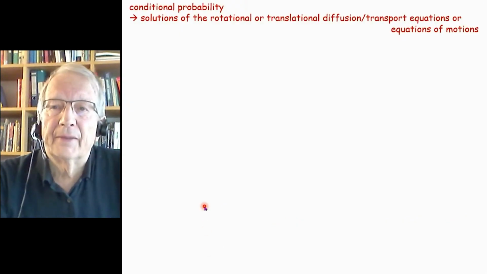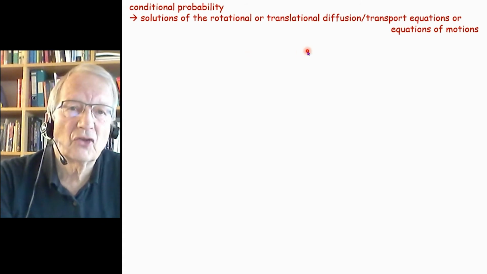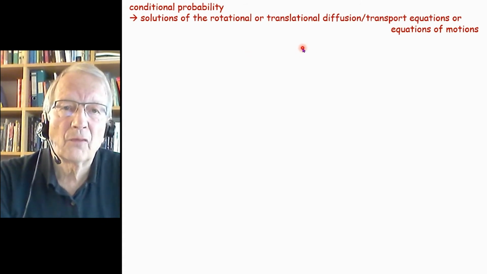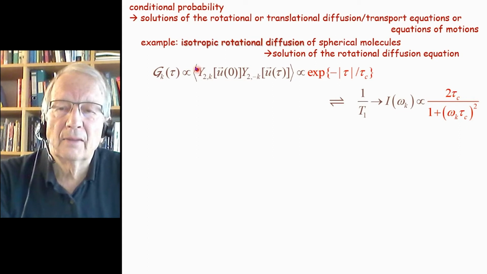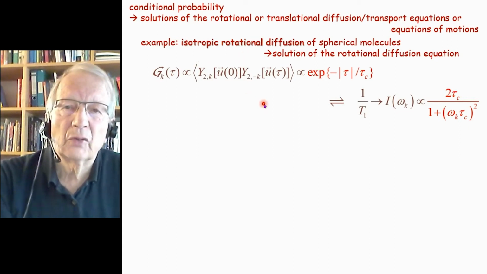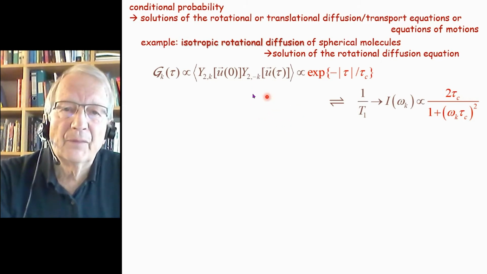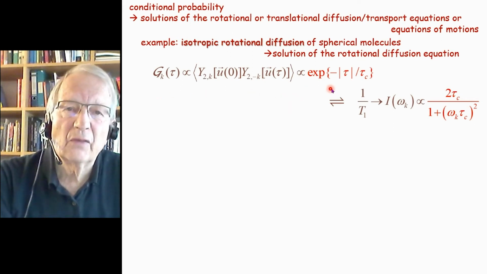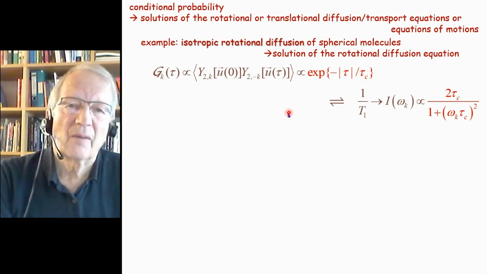Now, as an example, one can use any equation of motion, such as the diffusion equations or something like this. And let us consider the isotropic rotational diffusion of spherical molecules, for example. Then one finds that the correlation function is given by an exponential function, where tau c is the correlation time.